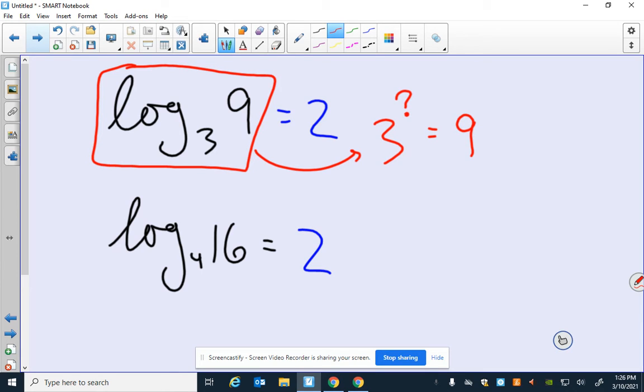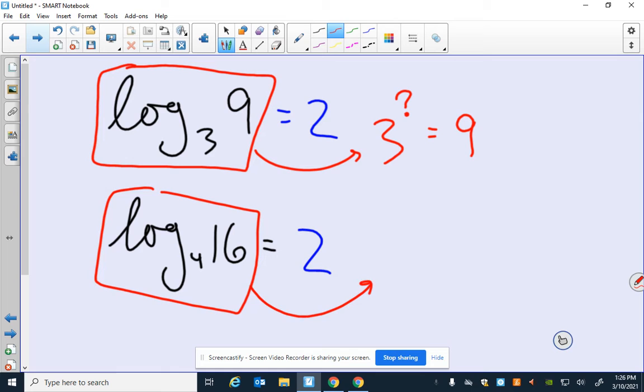And we know that 3 squared is 9. Likewise, that guy is the same thing as asking 4 to the what power is 16. A logarithm is just an alternative way of looking at an exponent. Whenever you see log base 4 of 16, I hope you're thinking, hey, 4 to the what is 16?